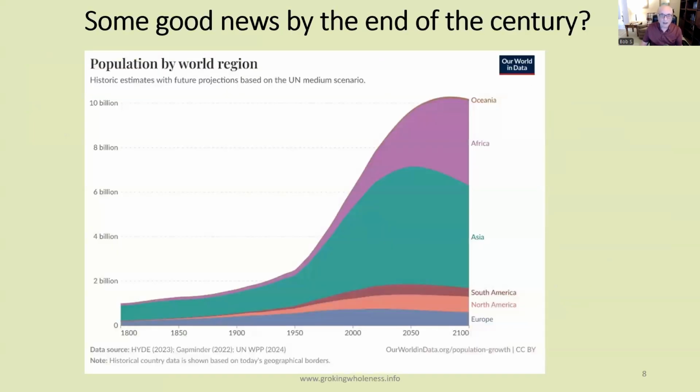So do we have any good news in the future? Well, it turns out we do. In the developed world and in parts of the developing world, population is leveling off and even declining. You can see on the chart here that in North America and in Europe and in South America, for the most part, the population is already pretty close to leveling off.